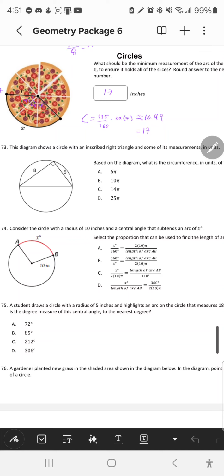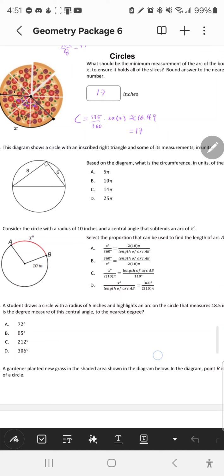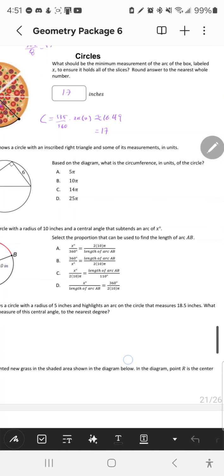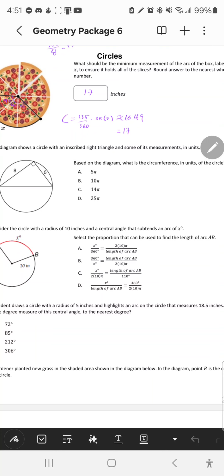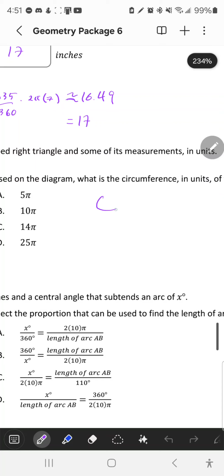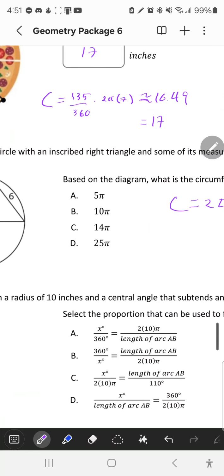In the diagram below, a circle has an inscribed right triangle with some measures in units. Based on the diagram, what is the circumference in units of the circle? To know the circumference, we have the formula: circumference equals 2 pi r, or either way, pi d, or diameter times pi. But generally we use 2 pi r, so I'm not going to change it now. It's one more step, but it will be fine.